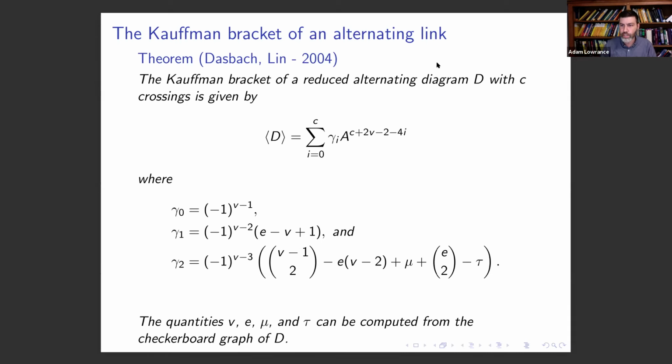V is the number of vertices in the relevant checkerboard graph. E is the number of edges in the simplification of the relevant checkerboard graph. So you take multiple edges and replace them with 1. Mu is the number of times you had to replace the multiple edges with 1 edge. So it's the number of crossings that live in the relevant twist region, number of twist regions basically that are bigger than 1 of a certain size. And tau is the number of triangles that are embedded in the graph. So it's just things that you can read off of the diagram.